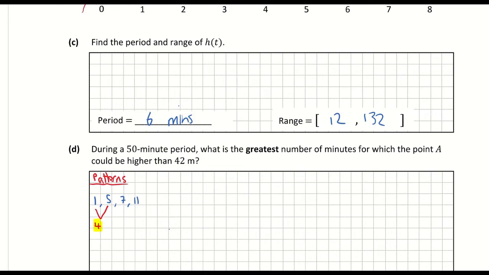Then if we scroll back up to the table, between time 5 and time 7, that's 2, but that's below 42 meters. So I don't actually need that one. I'm going to leave that one out. I just want to continue this sequence. The next 4 minutes here I do want to include, because that's going to be above 42. So I'm going to highlight that.